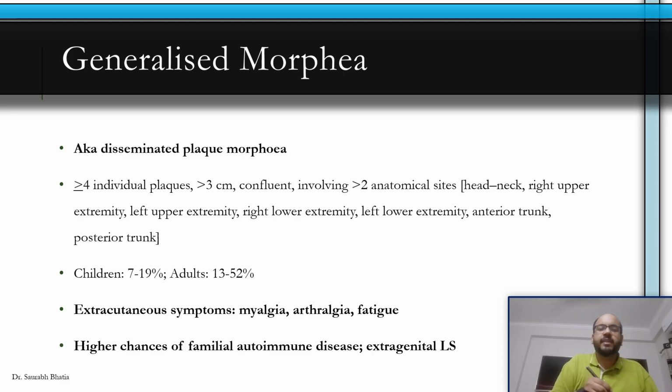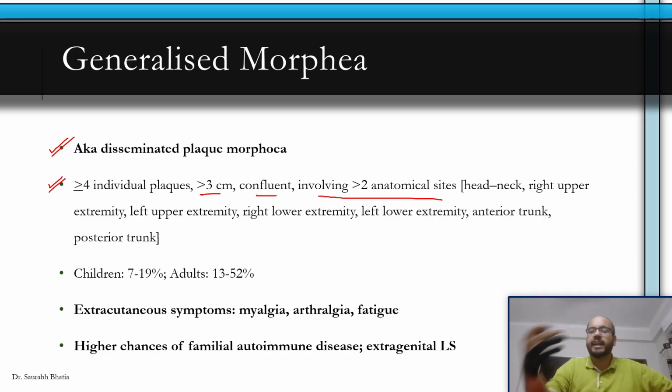The next variant is generalized morphea, also known as disseminated plaque morphea, because it involves a larger area of the body and multiple areas of the body. A good definition to remember is that more than four individual plaques, more than 3 centimeter in size, confluent, involving more than two anatomical sites.